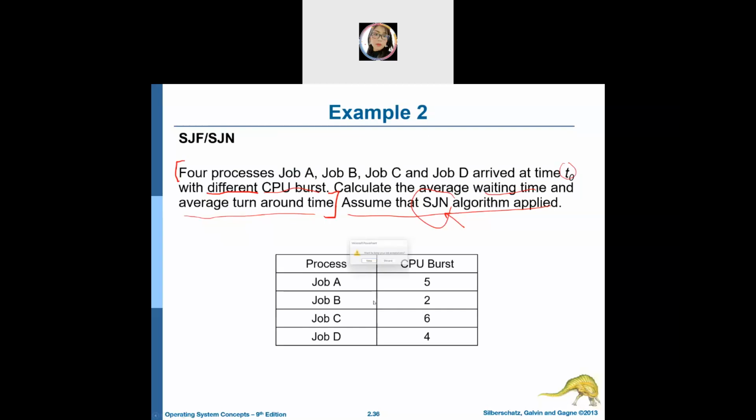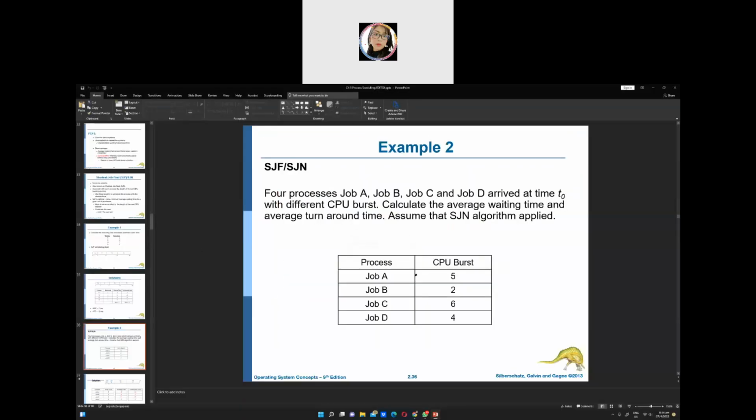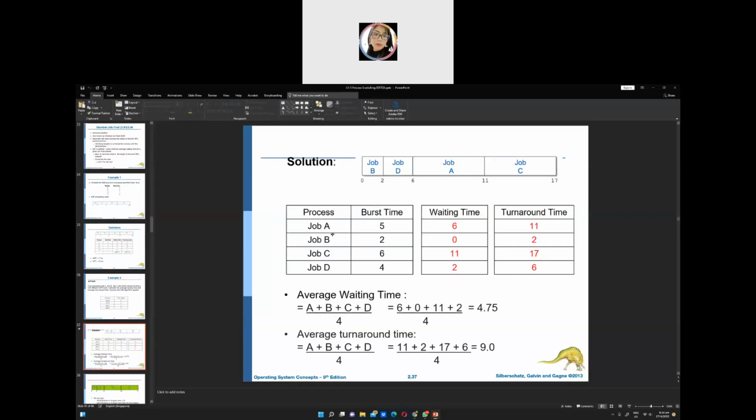Boleh I copy this one? Eh, dah ada kat bawah tu. No. It's already there.